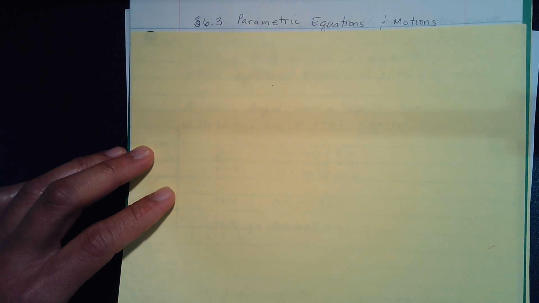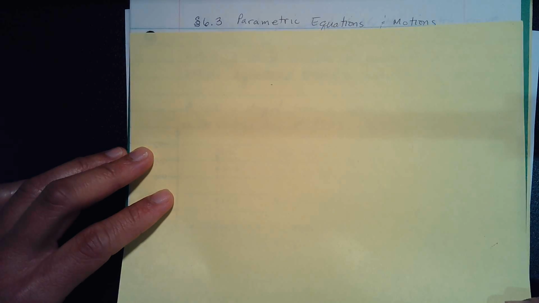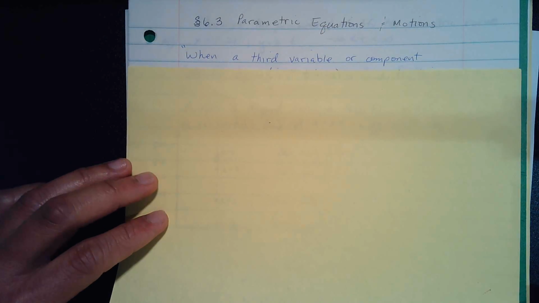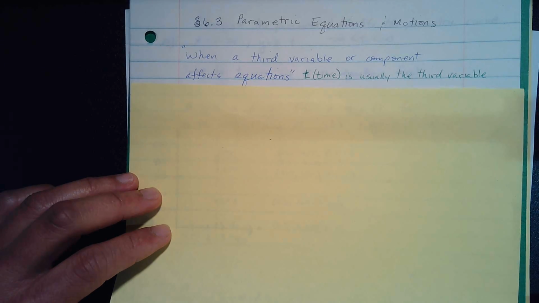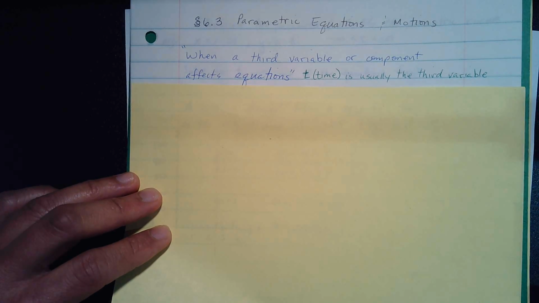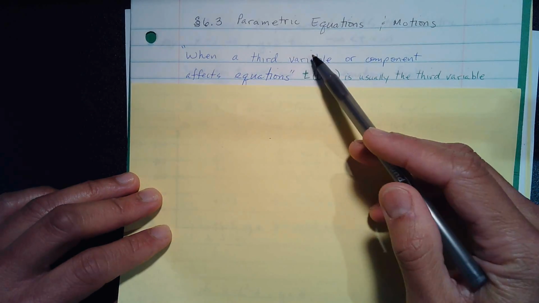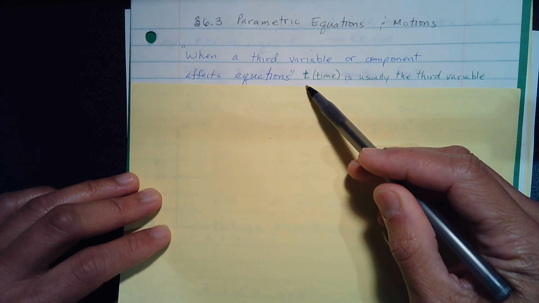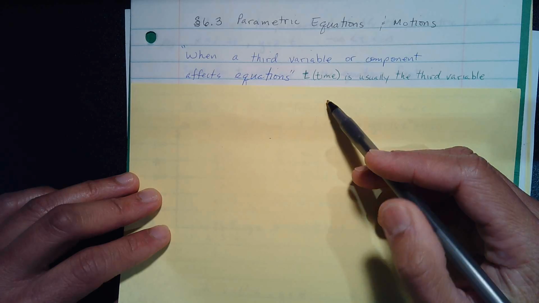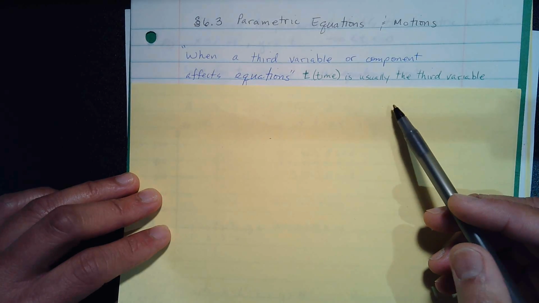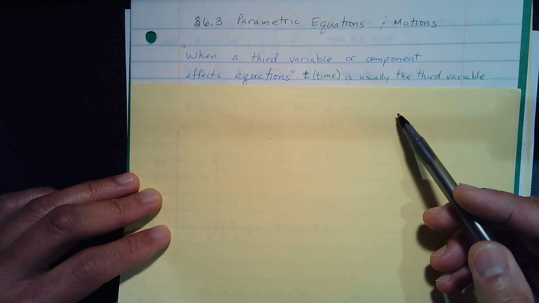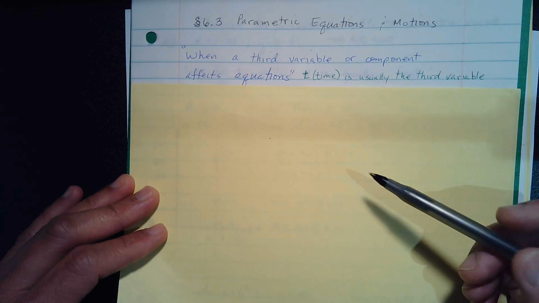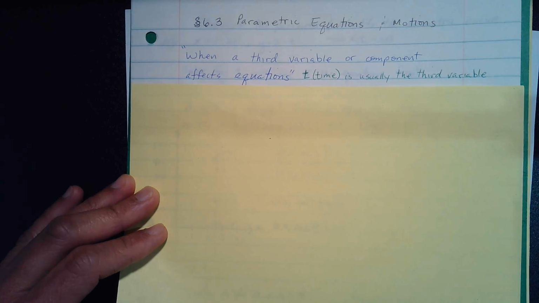Hello students, today we're going to learn section 6.3, Parametric Equations and Motions. When a third variable or component affects the equations, that's what a parametric equation is. The parametric variable is usually t, and it's time that usually represents a third variable. So you'll see x, y, and now t in problems with section 6.3.